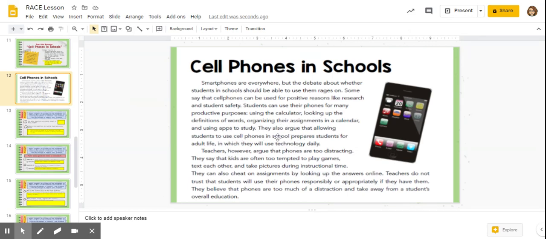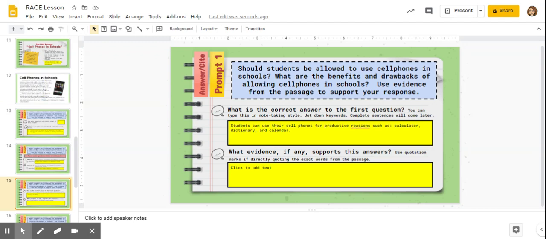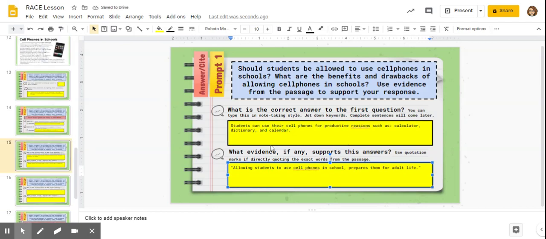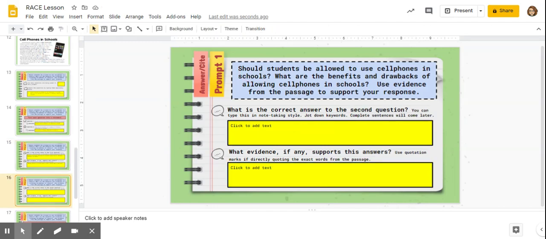Calendar, students to use cell phones. Here we go. Allowing students to use cell phones in school prepares students for adult life. Allowing students to use cell phones in school prepares them for adult life. Okay, see how I just took some notes. Doesn't that be great? Go to the next one.